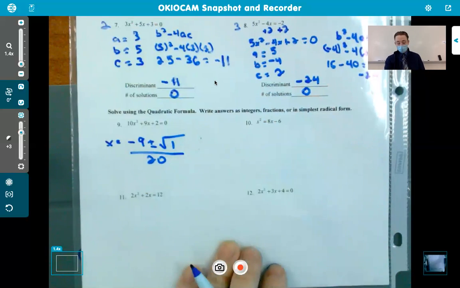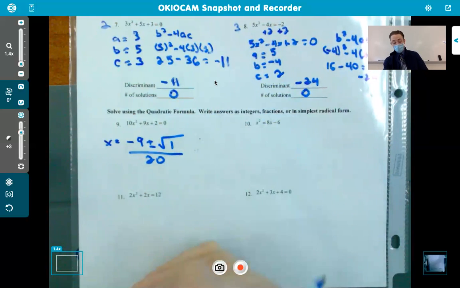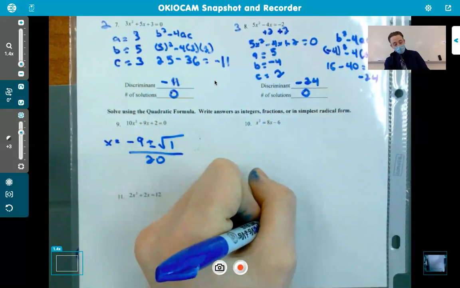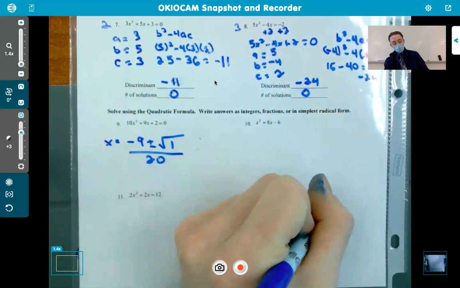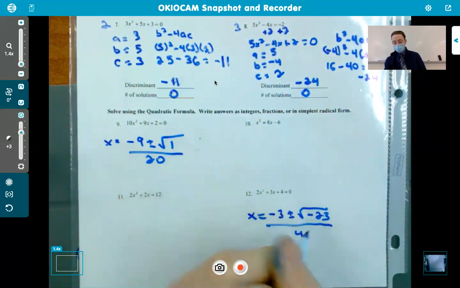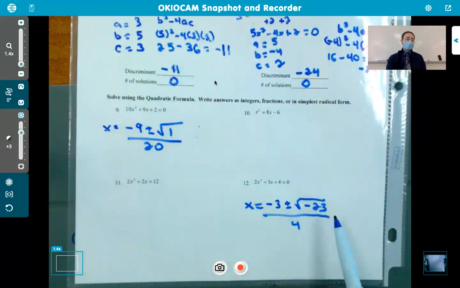On the flip side, say in number 12, there's a point where you would get down to this step, negative 3 plus or minus the square root of negative 23 all over 4. Well, b squared minus 4ac, under my square root there, is what kind of number? Negative. And if it's a negative number, how many real solutions do I have? 0, right? In fact, you take an i out, it's an imaginary number, so you have imaginary solutions.